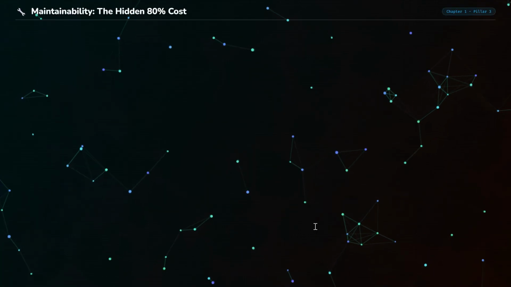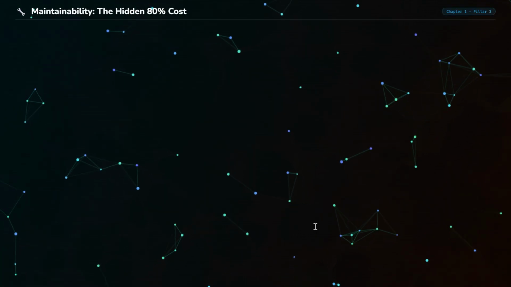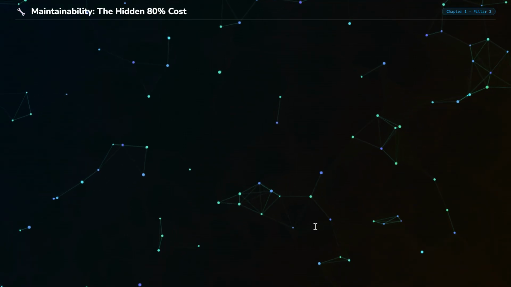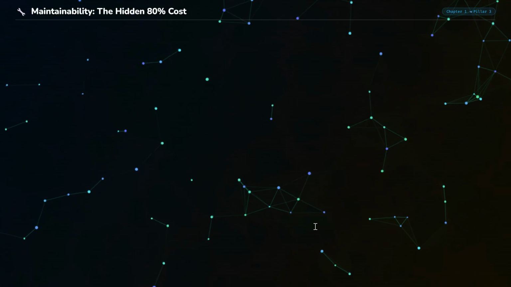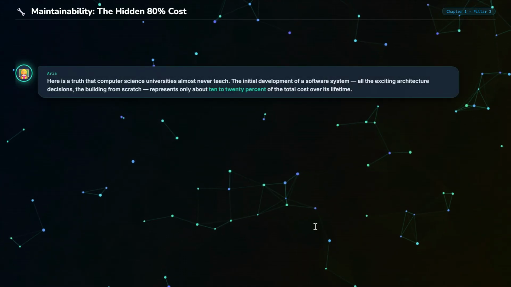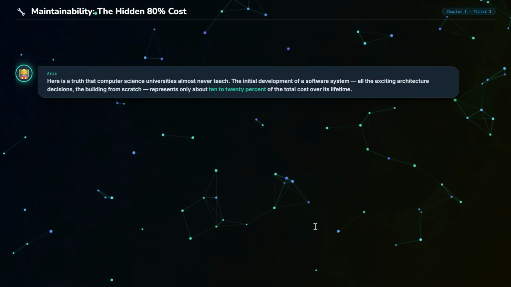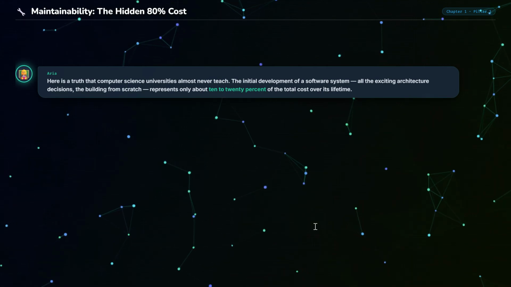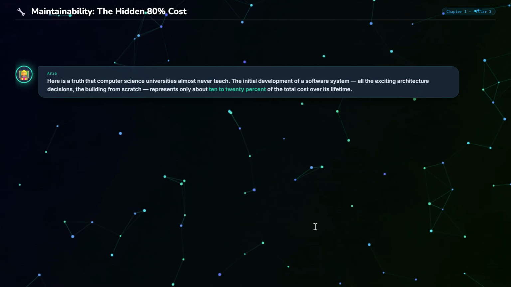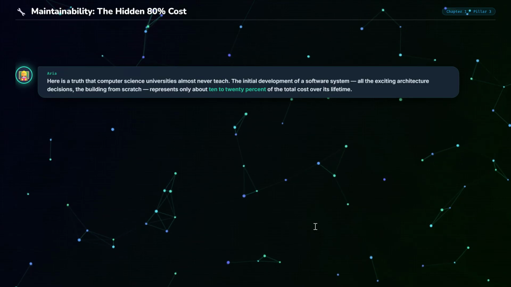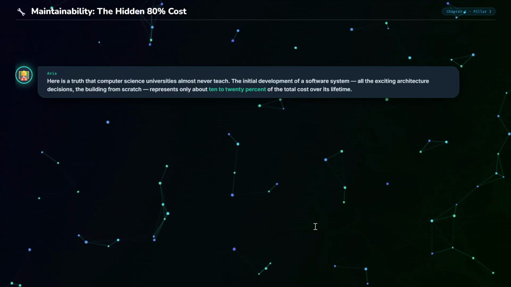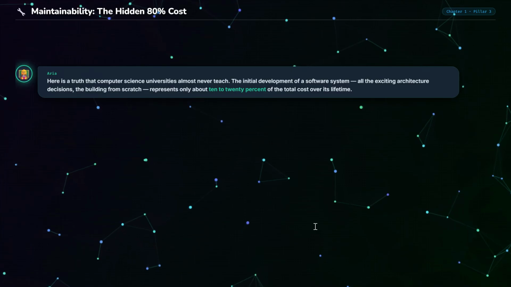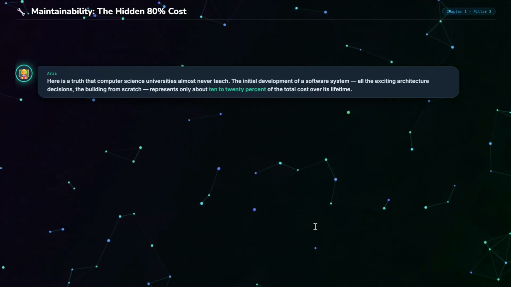Pillar 3. Maintainability. And the first thing we need to do is confront a truth that most engineers find uncomfortable. Here is something that computer science universities almost never teach, and it fundamentally changes how you should think about software design. The initial development of a software system, all the exciting decisions. Building from scratch. The greenfield work typically represents only about 10 to 20% of its total cost over its entire lifetime.